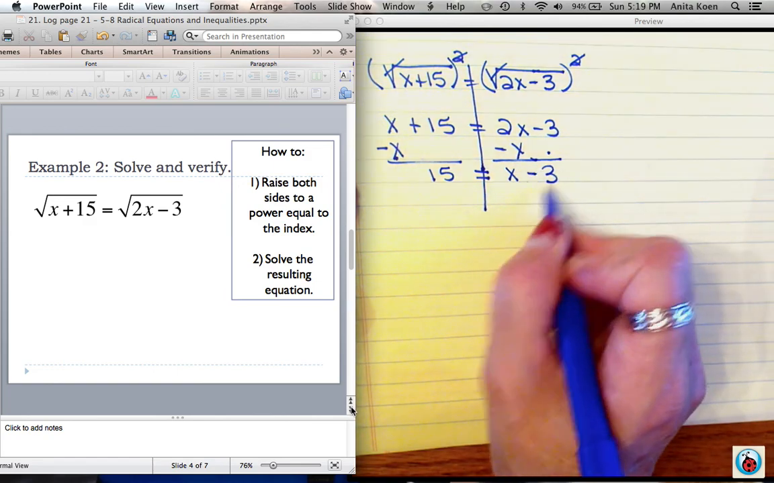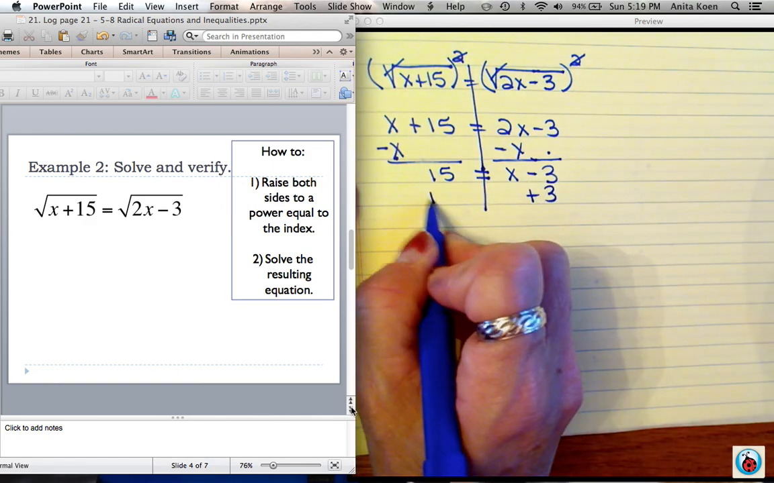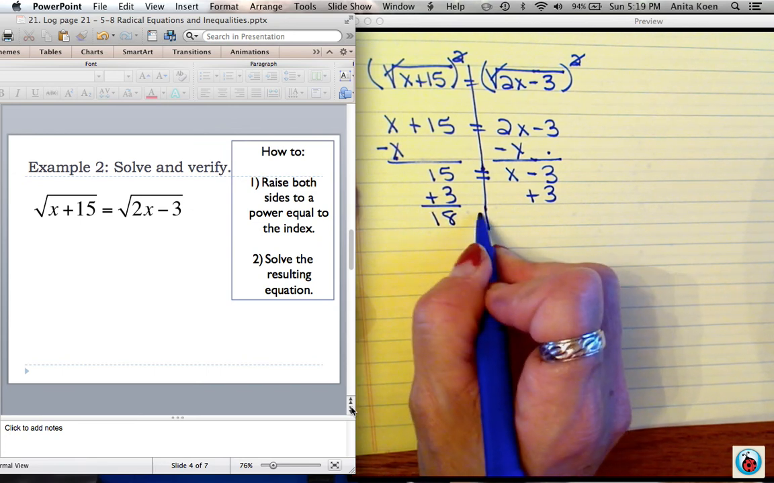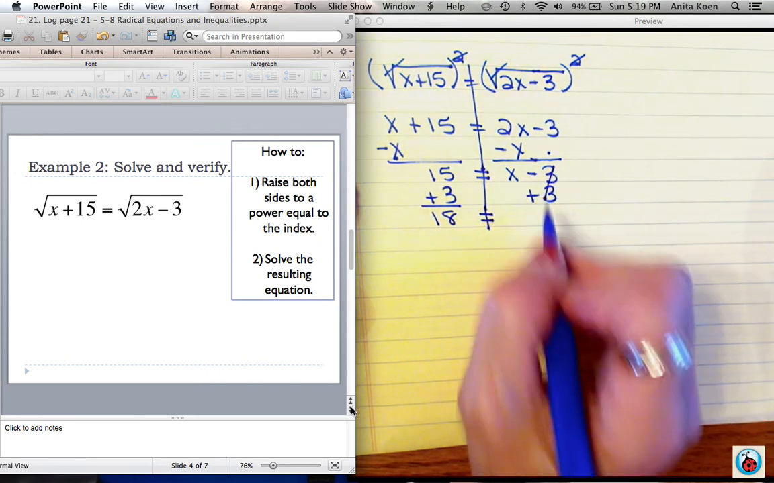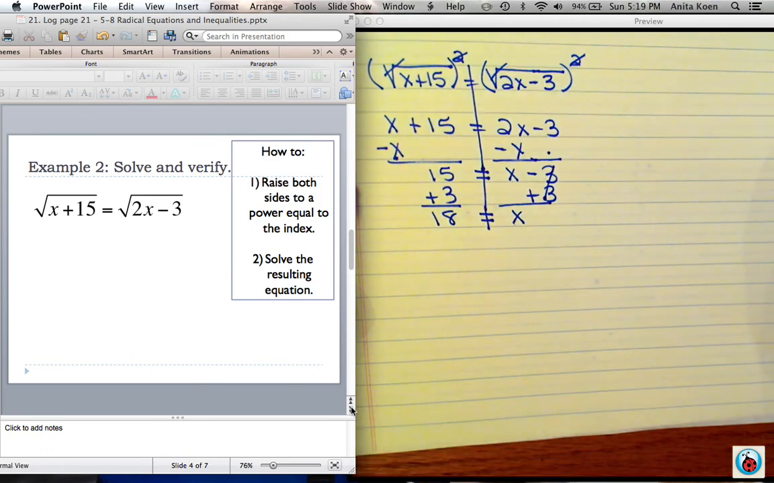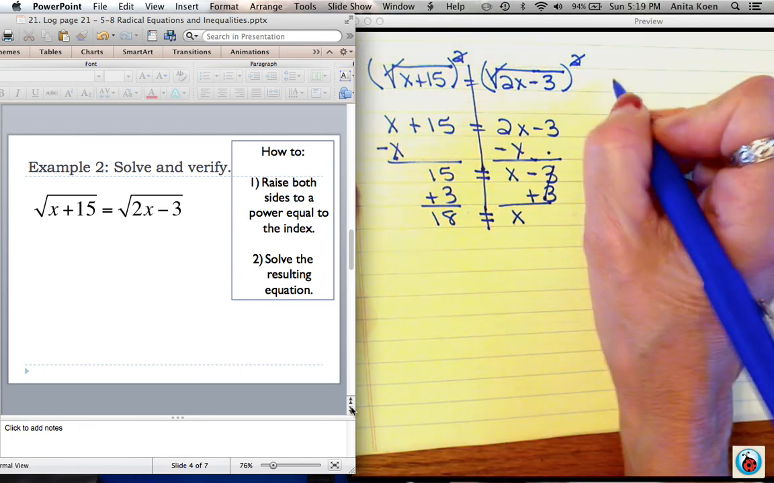Now to get rid of this negative 3, I'm going to add 3 to both sides, and I end up with 18, I'm sorry, equals x. Negative 3 plus 3 is 0. X plus 0 is x. So 18 equals x. Now let's verify.